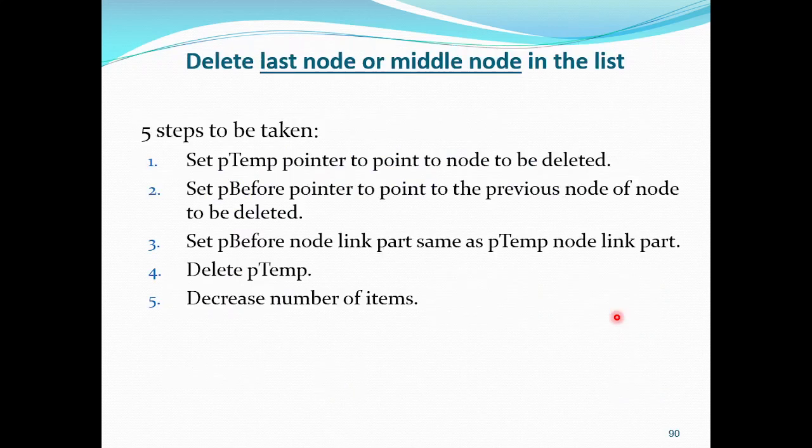Okay, right. How are you going to delete the last node or middle node in the list? These are the 5 steps taken. Okay, first you need to set the pointer to point to the node that is going to be deleted. Then you need to have a before pointer point to the previous node of the one that is going to be deleted. And then you need to set the before node link the same as the temporary node link. Delete the temp and decrease the number of items.